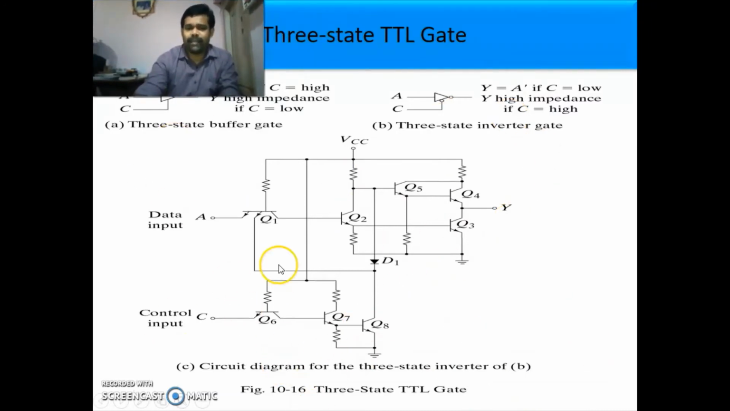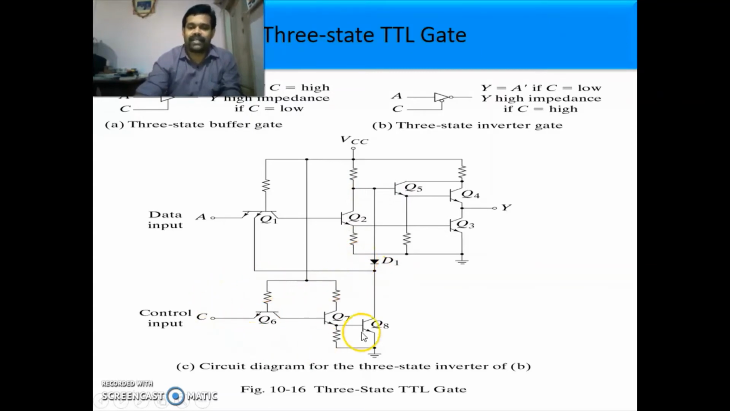This diagram you can divide into two parts. The upper part is the same as the totem pole TTL, and the lower part is equal to the open collector TTL. To the upper part we are giving data, and to the lower part we are giving control. And we are connecting these two circuits by means of diode D1.